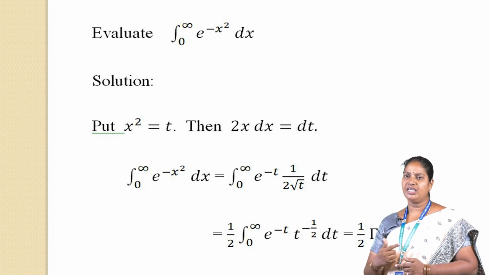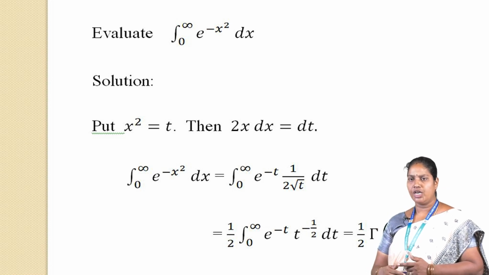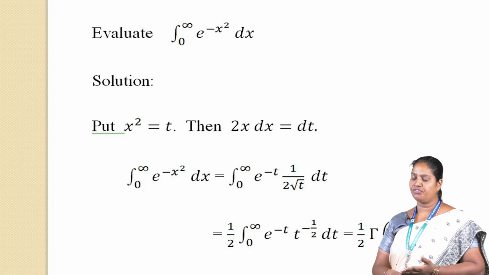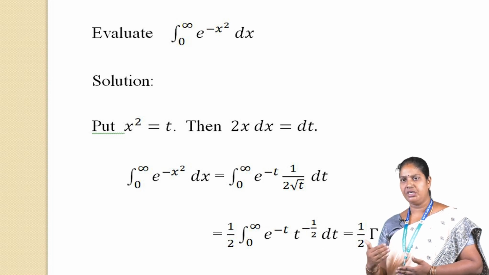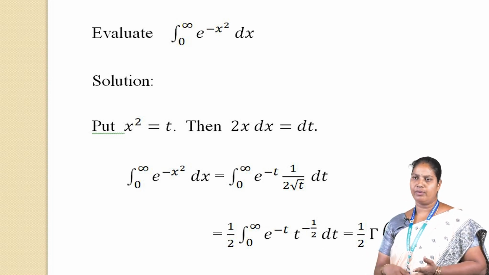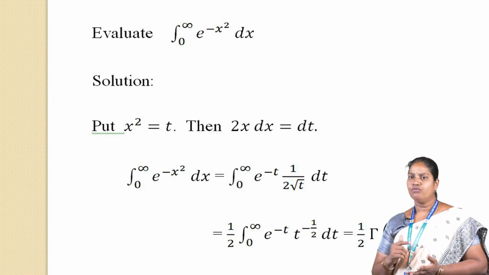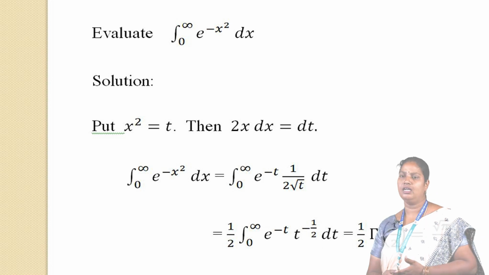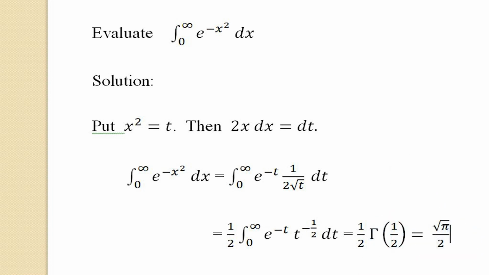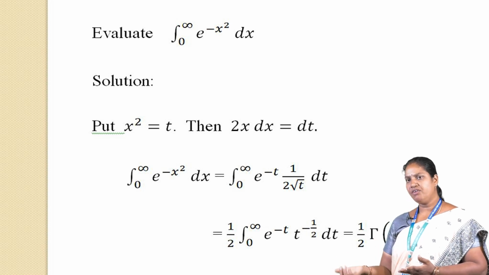For that I am taking the substitution: put x square equal to t. Then what is the derivative of x square? It is 2x into dx. So dt is equal to 2 times x into dx. Then x is nothing but root of t. Now we substitute in the given integral. We will get integral 0 to infinity e power minus x square dx, and the limits will be the same, because if x equals 0, t will be 0, and if x equals infinity, t will be infinity.